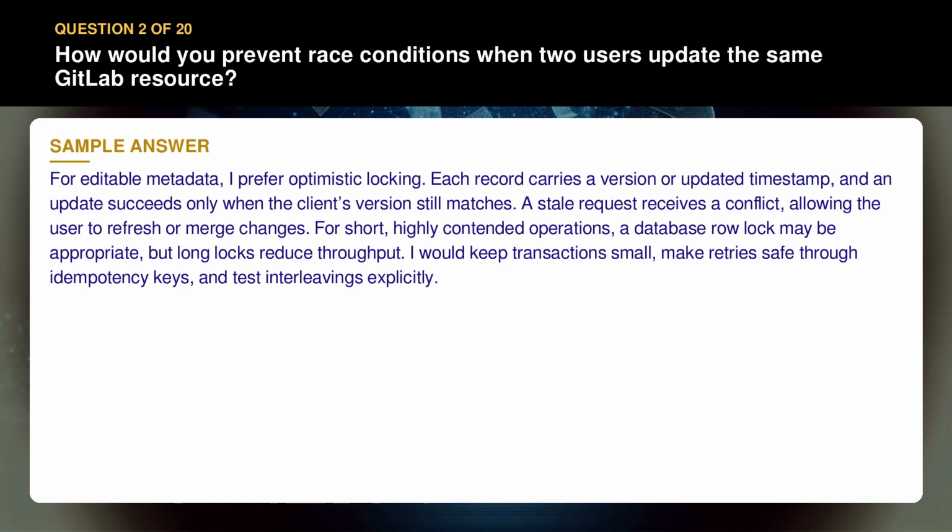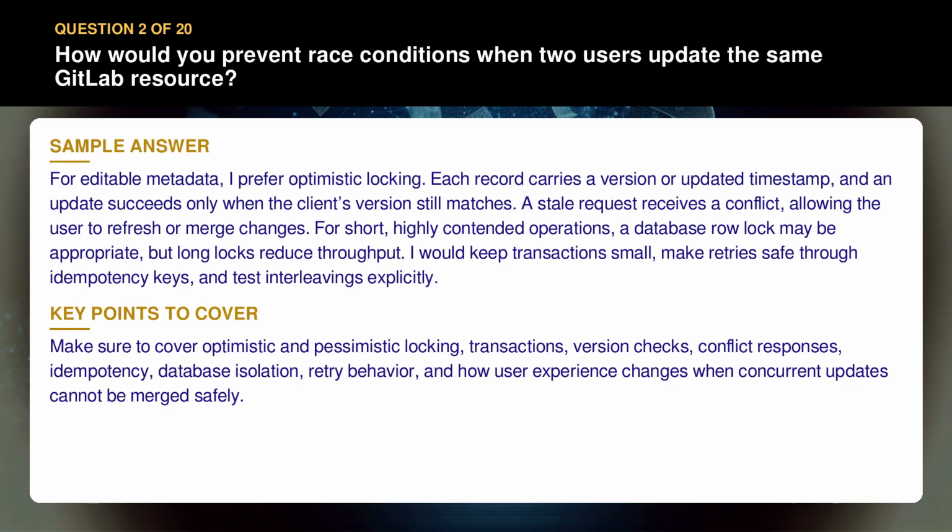For short, highly contended operations, a database row lock may be appropriate, but long locks reduce throughput. I would keep transactions small, make retries safe through idempotent keys, and test interleavings explicitly. Make sure to cover optimistic and pessimistic locking, transactions, version checks, conflict responses, idempotency, database isolation, retry behavior, and how user experience changes when concurrent updates cannot be merged safely.